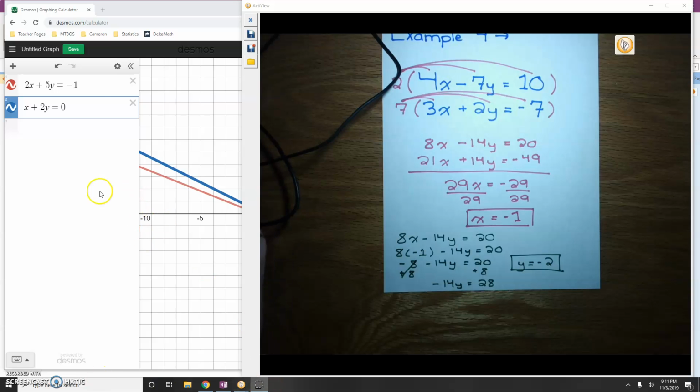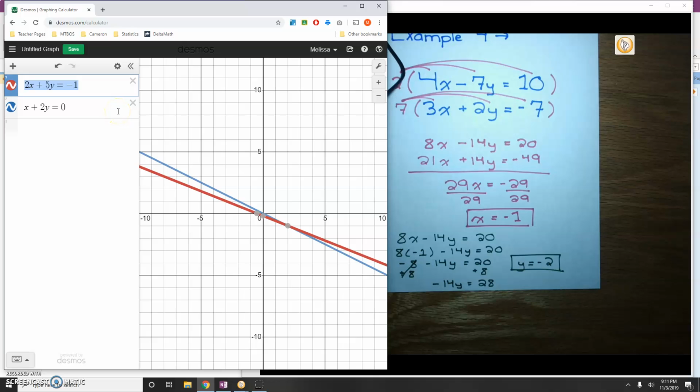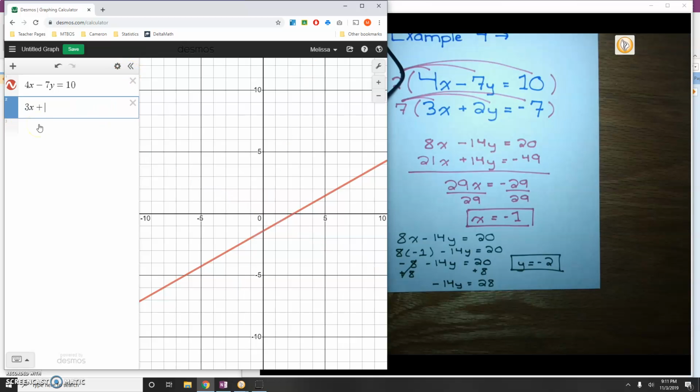So one final thing. Let's check our answers. 4x minus 7y equals 10. And finally, 3x plus 2y equals negative 7. And sure enough, negative 1, negative 2.